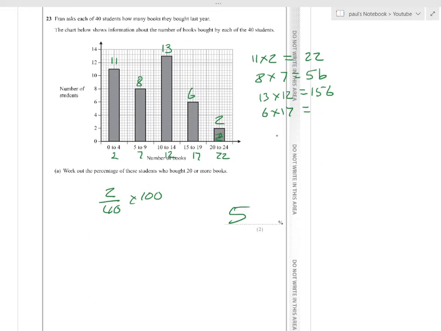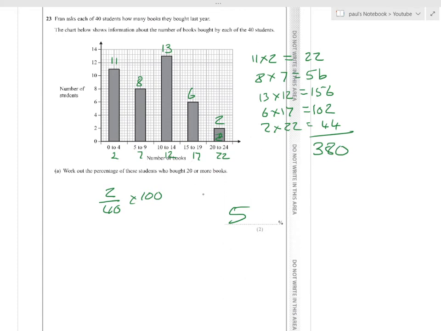6 times 17 is 102, and 2 times 22 is 44. Right, so let's add these up, see where we go. 22 plus 56 plus 156 plus 102 plus 44 equals 380. So we've got 380 altogether.